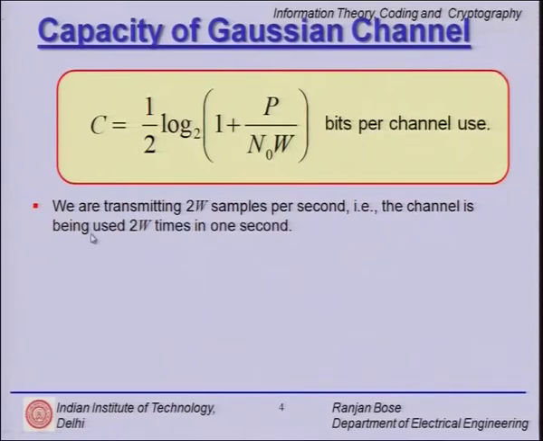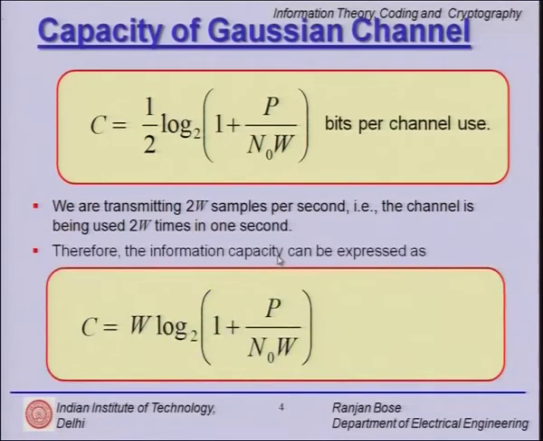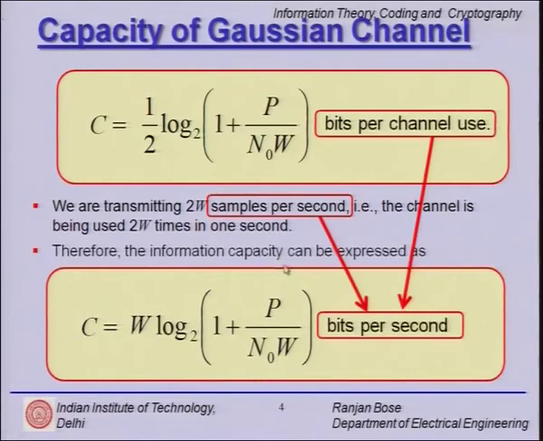And then we made the observation that we can transmit 2W samples per second. So, those are the number of times we can access the channel, and therefore, we can express the capacity theorem in terms of bits per second. Why? We have bits per use, and uses per second gives me bits per second. So, the final answer we have is capacity is equal to W, which is the bandwidth. We have a bandwidth limited channel, log to the base 2, perfectly all right, 1 plus P over n naught W. Now, this we observe is nothing but the SNR.